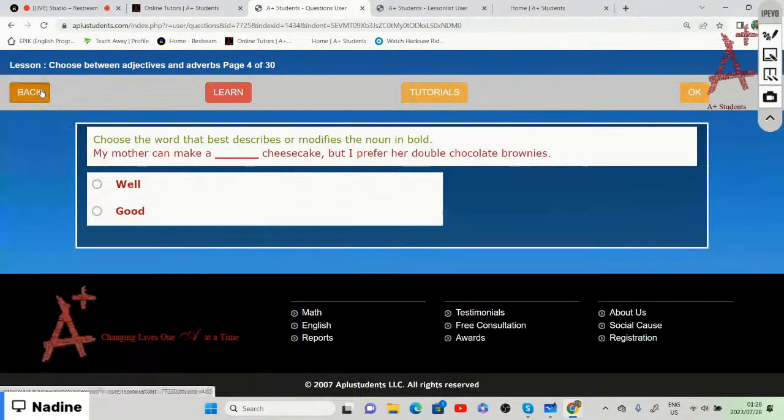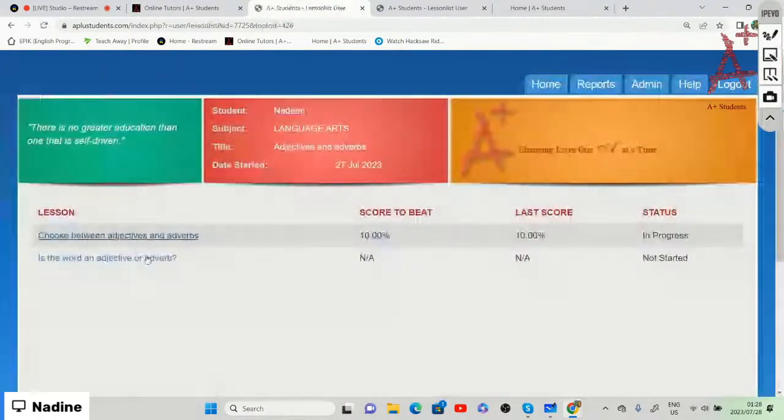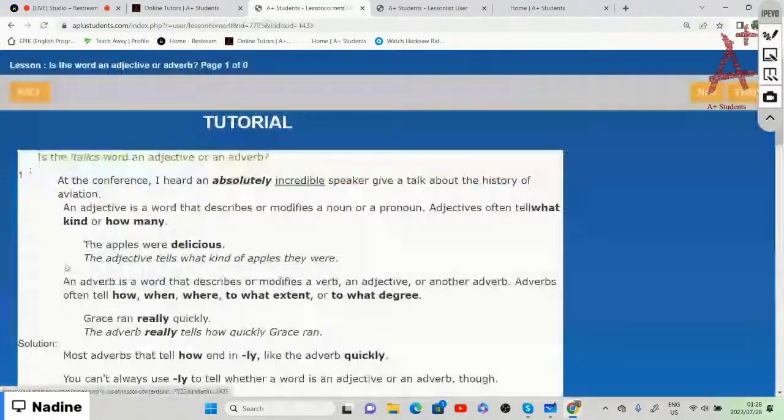All right, let's go back. So that was us choosing between adjectives and adverbs, right? Now we're going on to this one that says, is the word an adjective or is the word an adverb? So we're going to have to choose if the word is either an adjective or an adverb, right?